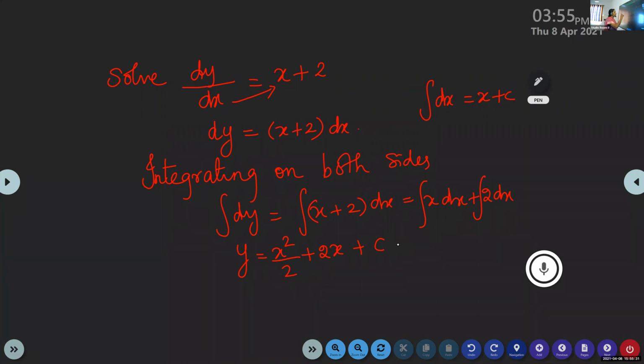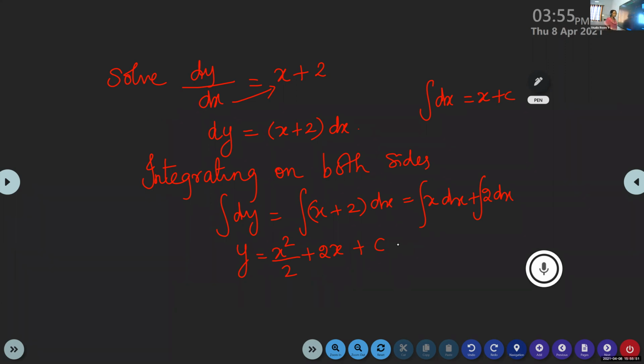Here, what are we going to do? We group the terms. With dx, we collect all the terms in x. With dy, we collect all the terms with y. Here there is no y term, so we get only dy. dy is equal to x plus 2 into dx. Next step, we integrate on both sides.